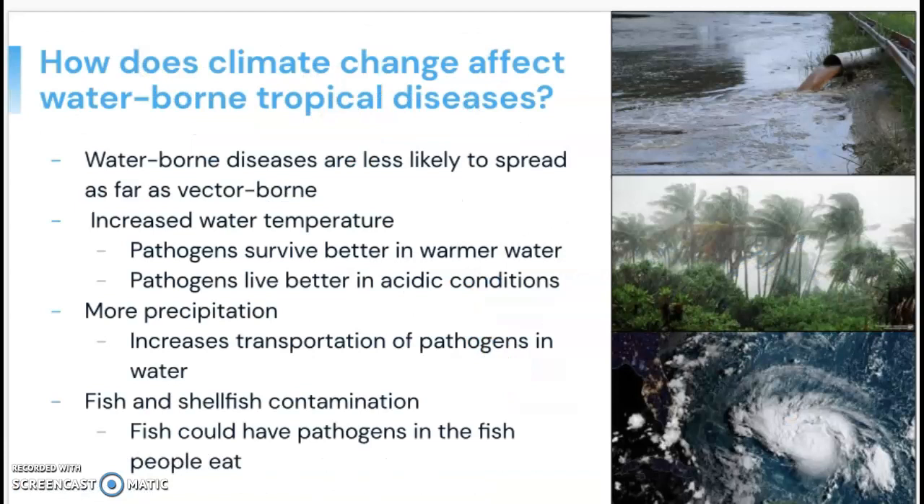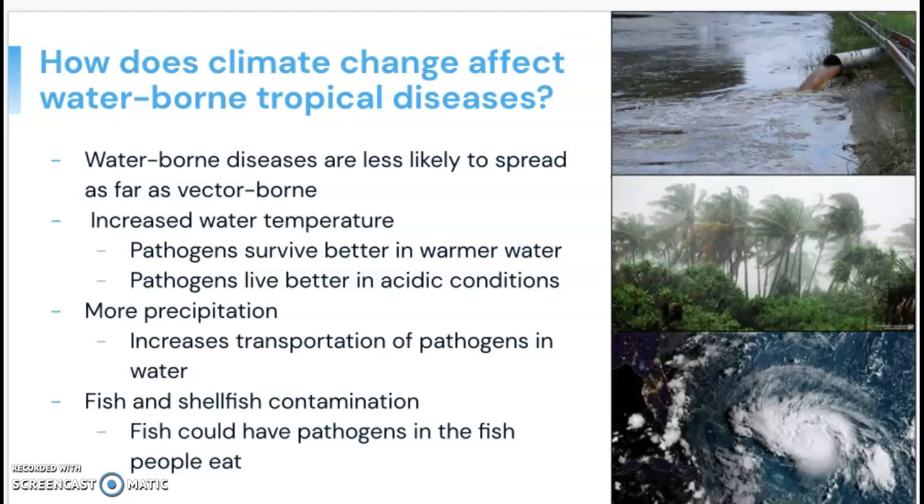So, waterborne diseases are also greatly affected by climate change. Compared to vector-borne diseases, waterborne diseases are less likely to be transmitted to developed countries, but the disease will still be largely affected. Increased water temperature is a huge result of climate change that will benefit pathogens because they survive better in warm water. Pathogens also survive better in more acidic conditions, and as the pH lowers in the ocean and ocean acidification continues, pathogens will survive better.